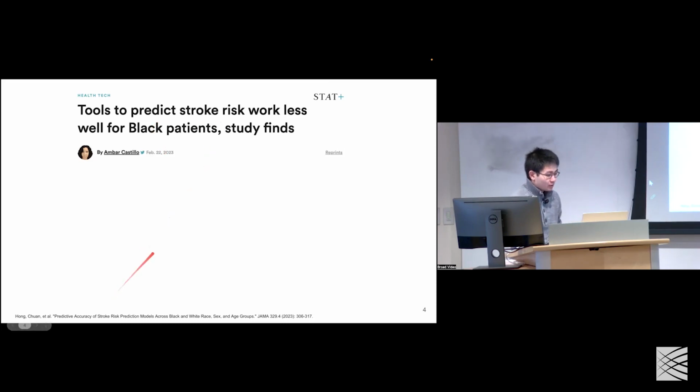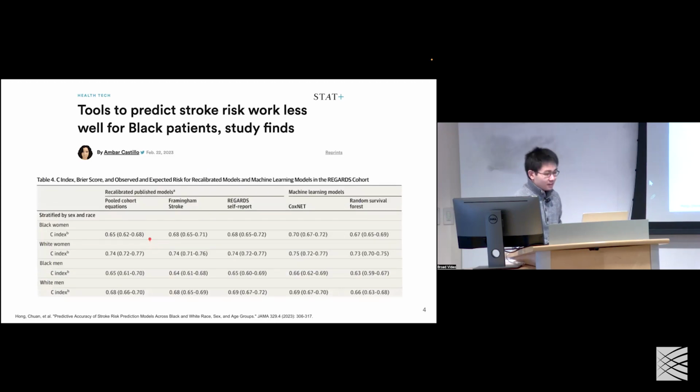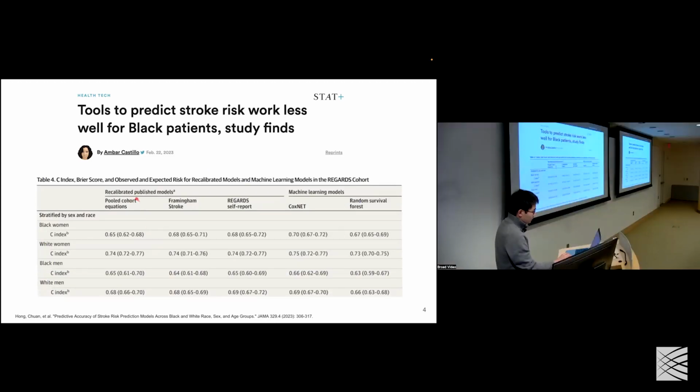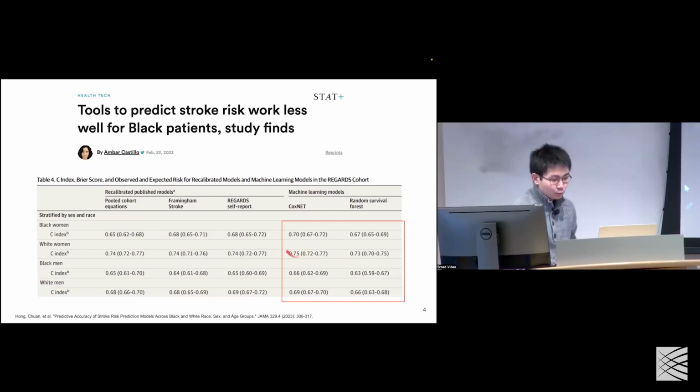If you dig into the paper where the study comes from, you find a table which shows a few different stroke risk prediction models, and they stratify by race and sex. Here they show the C index, which is the same as AUROC. If you look, for example, at these machine learning models, we find that these models perform much better, for example, in white women compared to Black men.